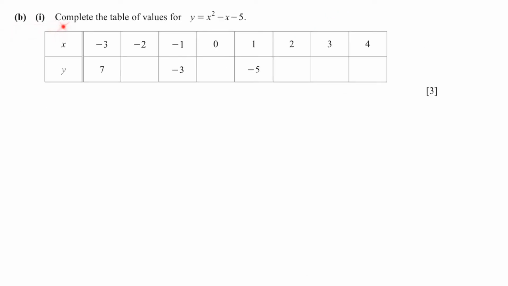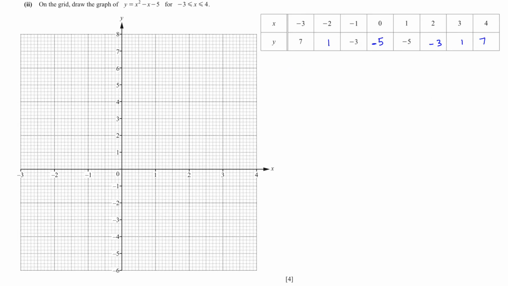B1. Complete the table of values for y is equal to x square minus x minus 5. We just have to replace the x with the values given. Remember to put it in a bracket and then square it. So when you do that, when you replace the x values, when x is -2, you will get 1. Do the same for the other x values and you will get -5, -3, 1 and 7.